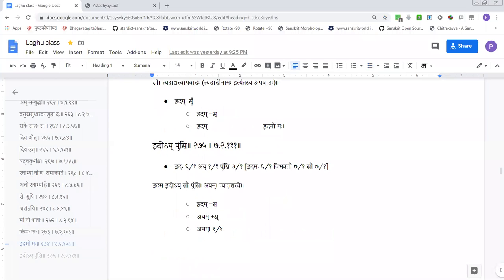Idoi pumsi. So we can say in pullinga, or when this su is added in the sense of pum, in the sense of masculine, then what will happen? That idaha, id is replaced by I. So when id is replaced by I, instead of idam, you will get ayam. So that is the rupa siddhi of ayam we saw last time.